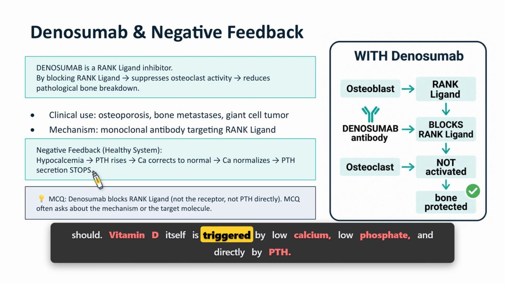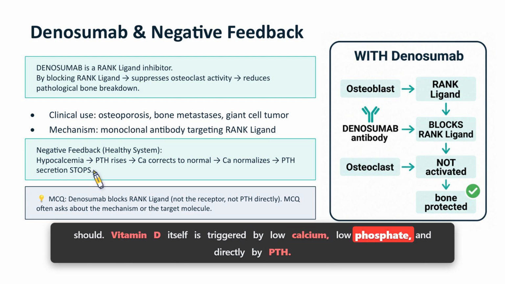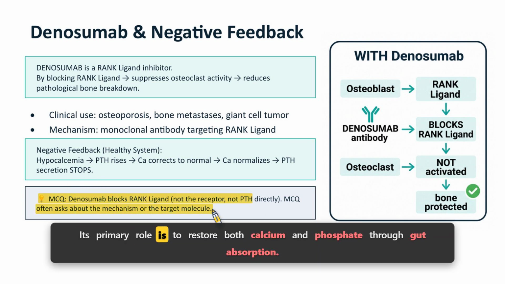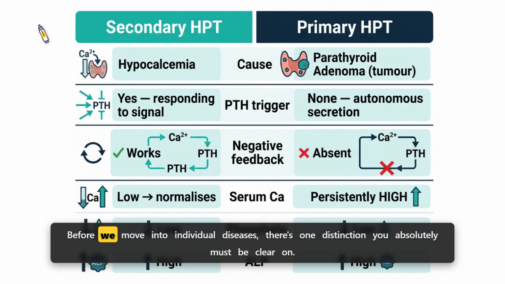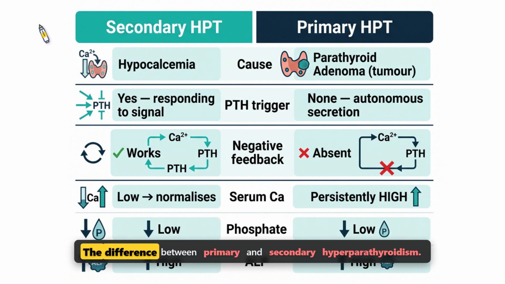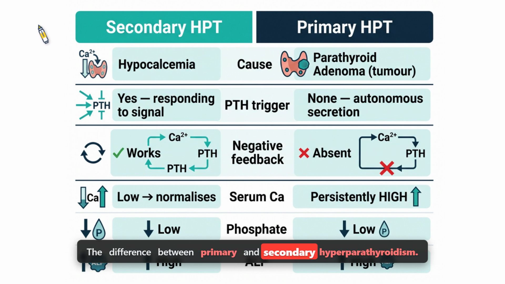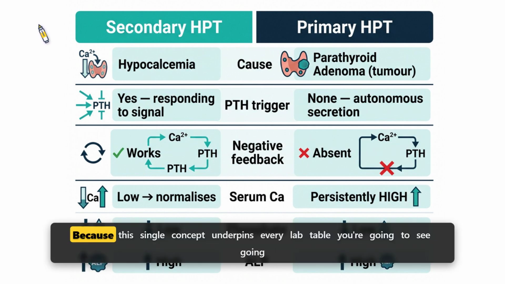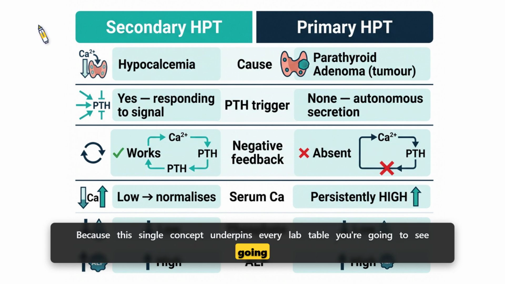Vitamin D itself is triggered by low calcium, low phosphate, and directly by PTH. Its primary role is to restore both calcium and phosphate through gut absorption. Before we move into individual diseases, there's one distinction you absolutely must be clear on: the difference between primary and secondary hyperparathyroidism. Because this single concept underpins every lab table you're going to see going forward.